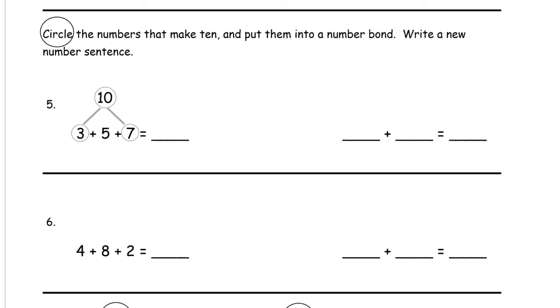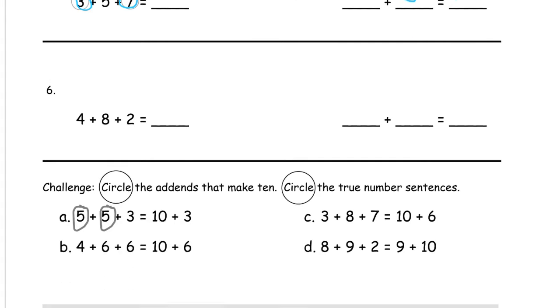Now we've got circling the numbers that make 10 and put them into a number bond and write a new number sentence. So there's the example right here. For this number sentence here, we've got 3 and 7 we would circle, and then make a number bond here with the 10, and we draw that. And then our new number sentence is going to be 10 plus 5, which is 10, 5, 15.